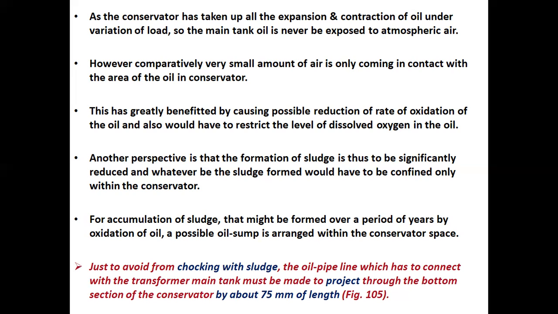Just to avoid choking with sludge, the oil pipeline which connects with the transformer main tank must be made to project through the bottom section of the conservator by about 75 millimeter of length. See figure 105. It is most important.